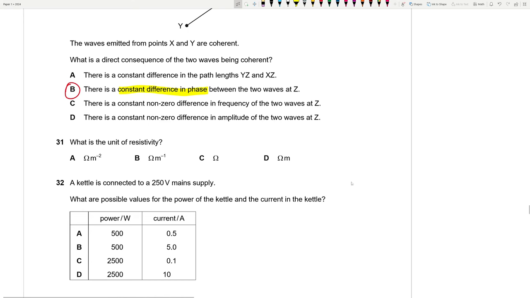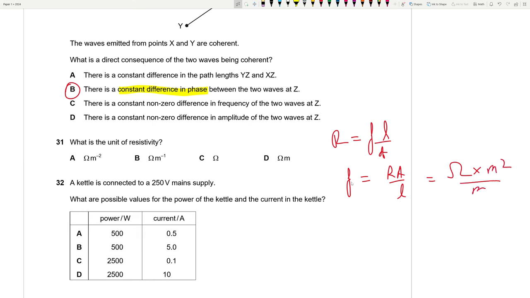What is the unit of resistivity? We know that R is equal to rho L by A. So rho is equal to RA by L, which is ohm into meter square by meter. So ohm meters, 31 is D.